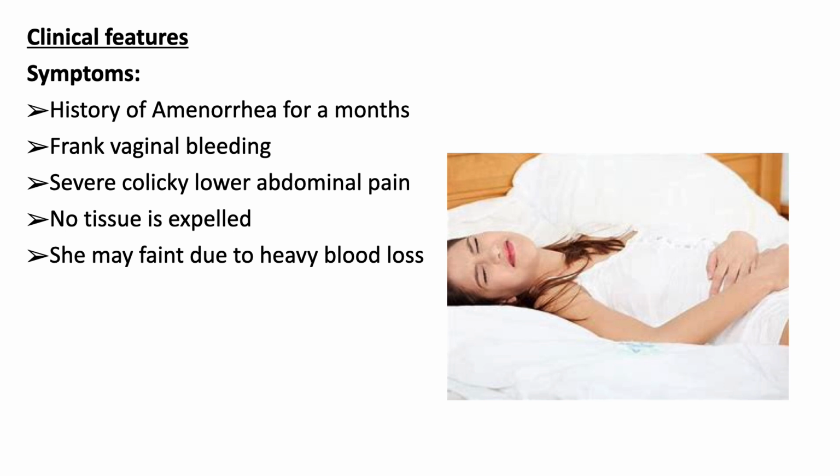Moving on to the clinical features. The symptoms which you can see here in inevitable abortion: history of amenorrhea for a month, frank vaginal bleeding, severe colicky lower abdominal pain, no tissue is expelled, she may faint due to heavy blood loss.